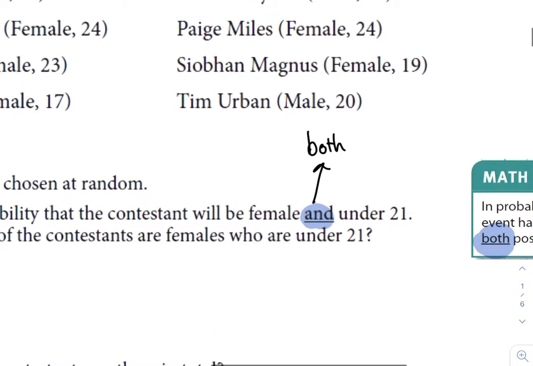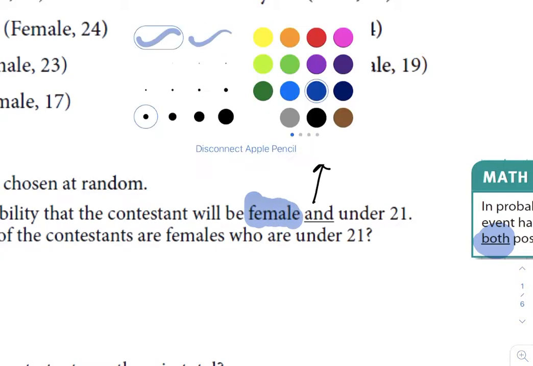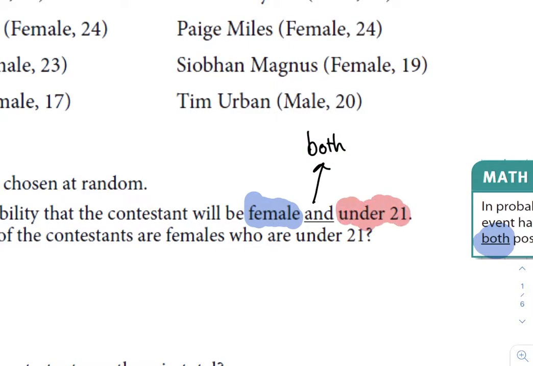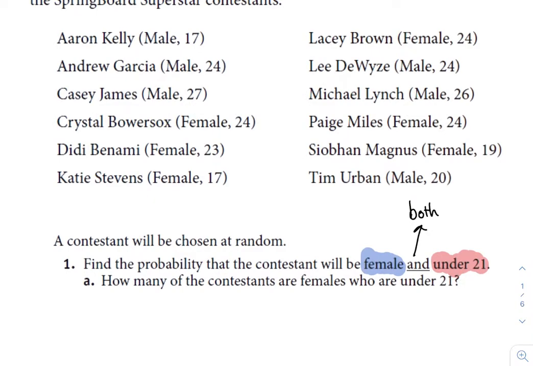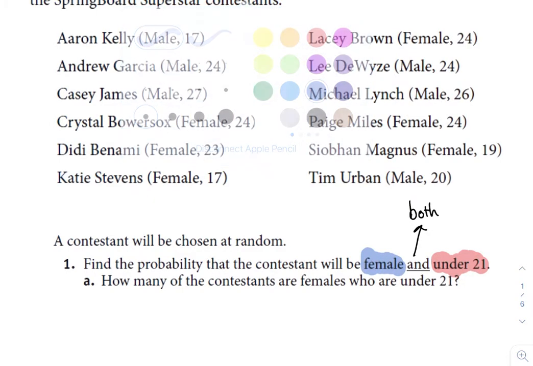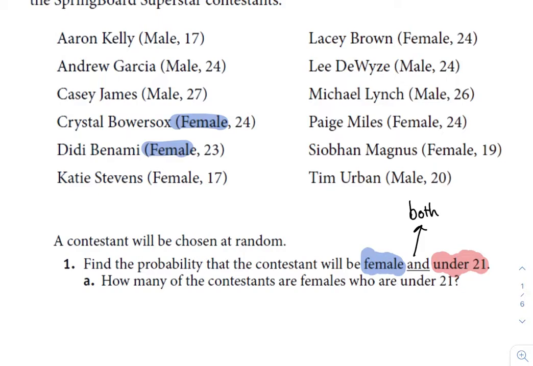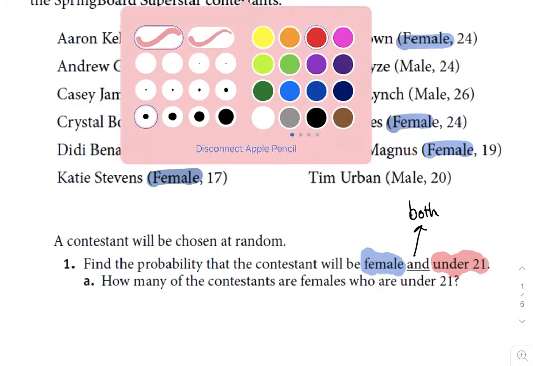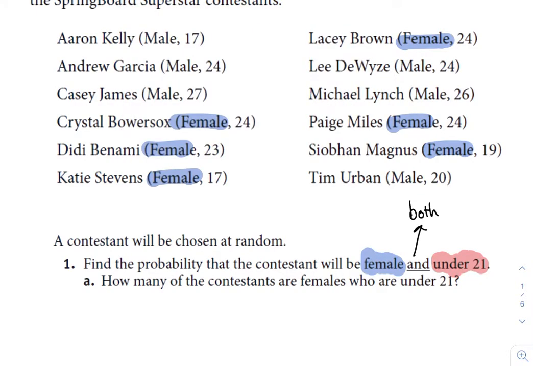So what I like to do is I'm going to think of females with a blue highlighter and under 21 with a red highlighter. So I'm going to go through my list of contestants, and I'm going to start off by finding just the females. So we have 1, 2, 3, 4, 5, 6 females in this list. And then I go through and I find all the people under 21. So 1, 2, 3, 4. So we have 4 people under 21.